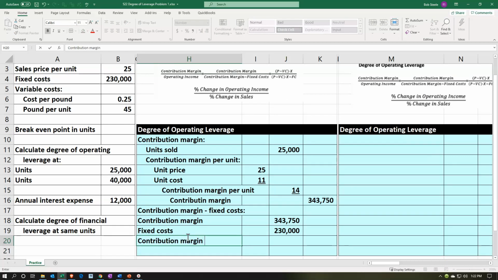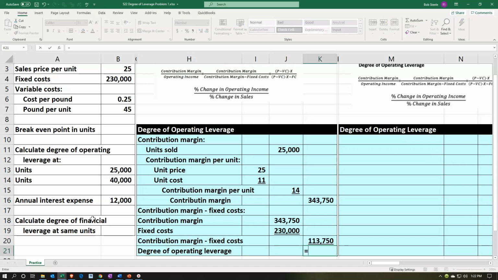That's going to give us our contribution margin minus the fixed costs, which is going to be equal in the outer column to the 343,750 minus the 230,000 for 113,750. Let's put an underline here, Home tab font group underline. Let's put an underline here. We're getting to our final calculation, which is exciting, that being the degree of operating leverage.